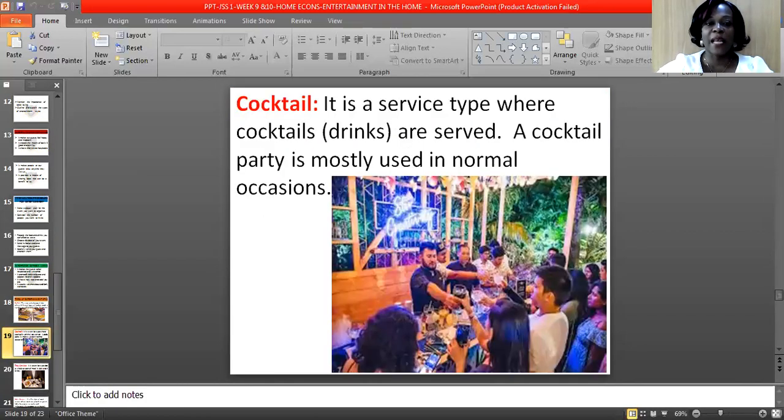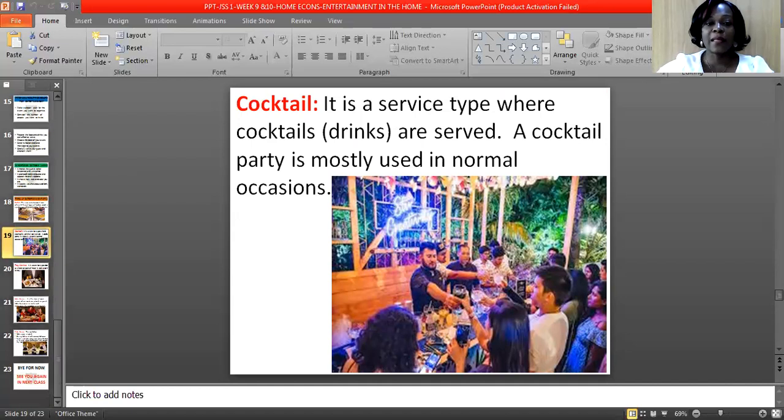Now, let us look at another entertainment style. We call it cocktail style of entertainment. It is a service type where cocktails, that is drinks, are served. In this type of service, it's mainly drinks and small chops that are served. Do you get? A cocktail party is mostly used in formal occasions. Is that taken? You can see these people as they are toasting their drinks.